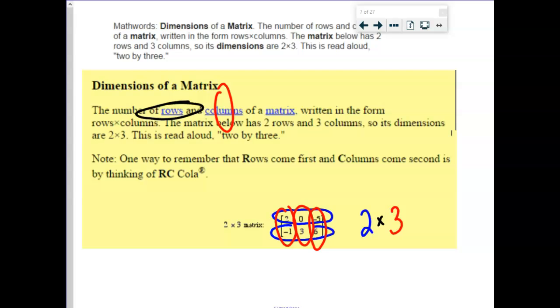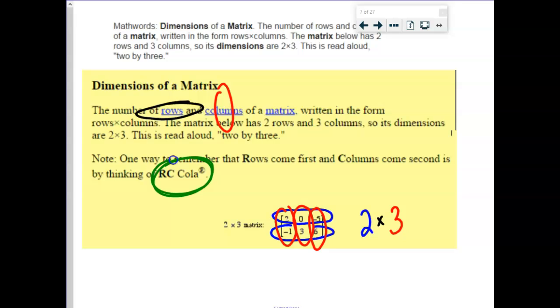Now, this is a little thing they used to tell us to remember how the dimensions of a matrix are listed. They said, remember RC Cola. I don't even know if RC Cola is a thing anymore. Yes, it is. Is it? Oh, my apologies to RC Cola Company. RC is amazing. Okay, well, Daniel says it is, and it's okay.